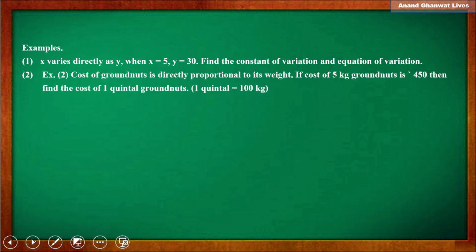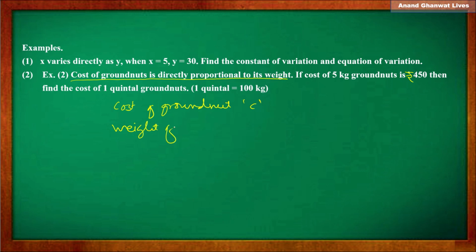Second example: the cost of groundnut is directly proportional to its weight. If the cost of 5 kilogram groundnut is rupees 450, then find the cost of 1 quintal groundnut, given that 1 quintal is equal to 100 kilogram. C is directly proportional to W, and therefore C is equal to K into W. That is the equation of variation.